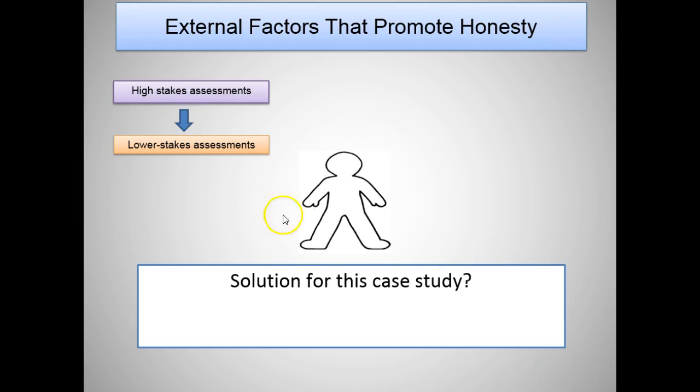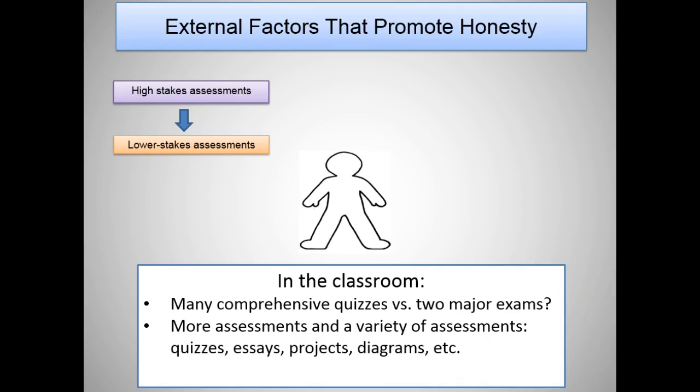We may not be able to control what legislatures want to do in terms of standardized tests, but we can make changes to our own classes, right? We can go from a midterm and a final to 10 or 12 quizzes, and I'm going to talk more about that. We can also offer a bigger variety of assessments. So instead of just giving 2 exams, we can give quizzes, essays, projects, diagrams, case studies, etc.